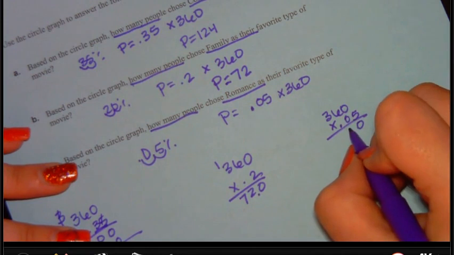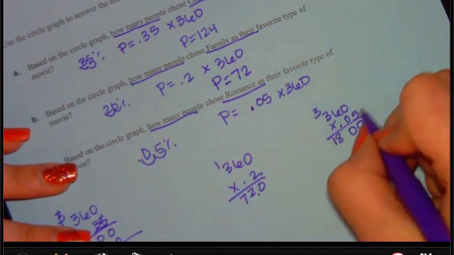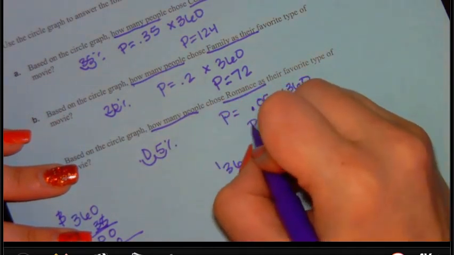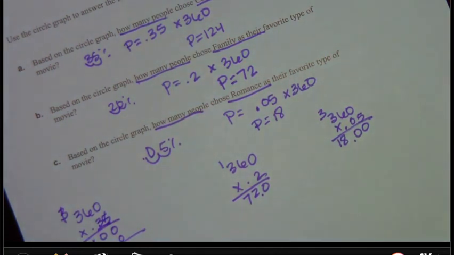0, 5 and 6 is 30. 5 and 3 is 15, 16, 17, 18. I have 2 place values, which means there are a total of 18 people that chose to watch romance movies.